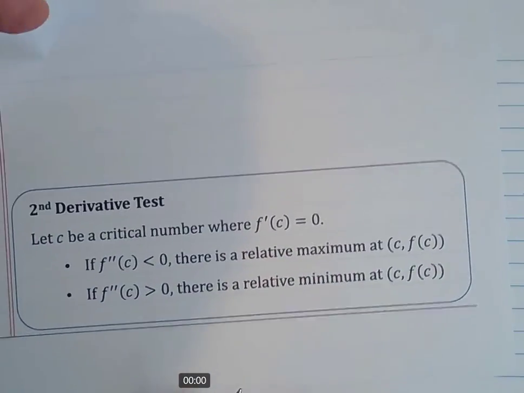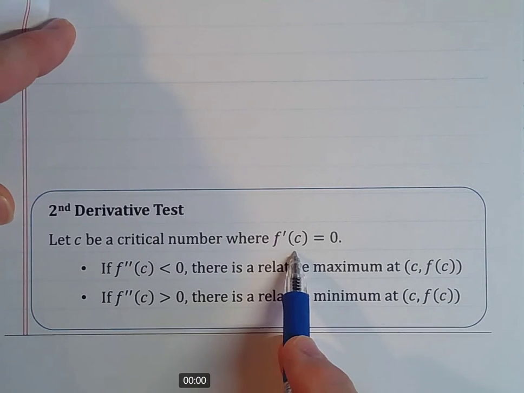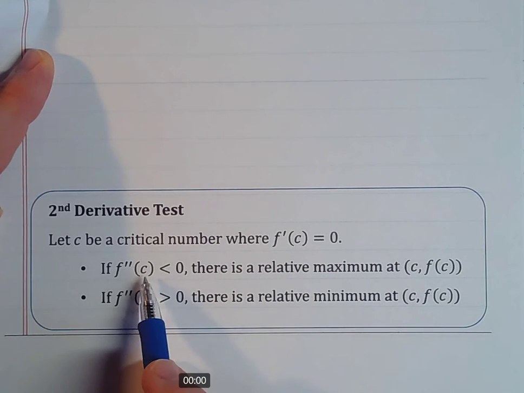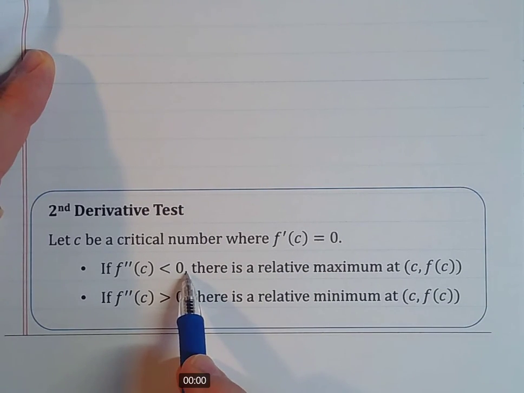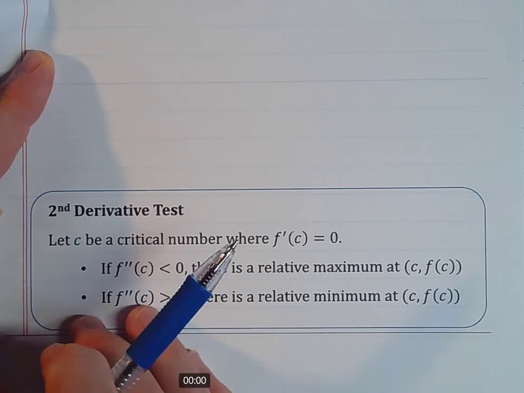So the second derivative test basically says that, okay, you've got a place where you've got a horizontal tangent line. If the second derivative is negative, we know the graph is frowning. That means there's a relative max. If the second derivative is positive, we know that the graph is smiling there. We've got a relative min.